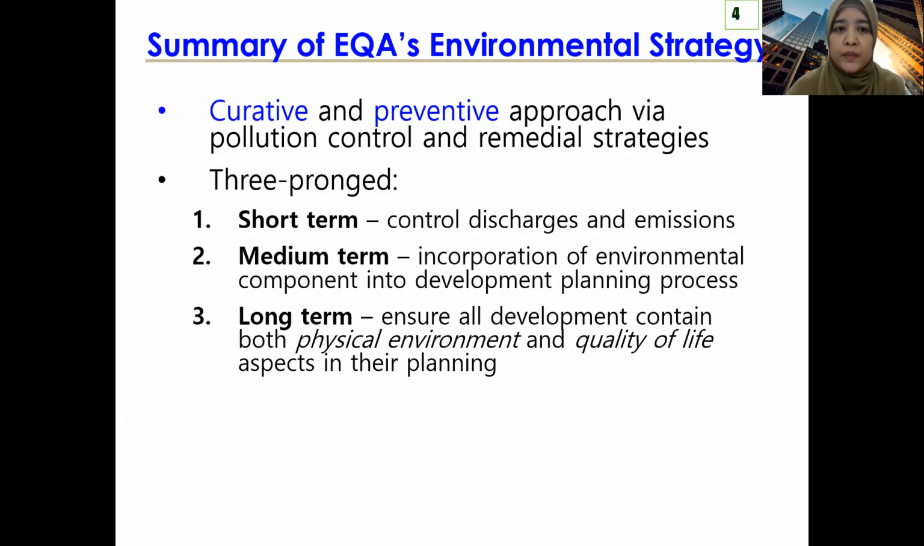Long term, what about that one? The third strategy. Long term, ensure all development contain both physical environment and quality of life aspects in their planning. So not just prevent damage, but also enhance quality of life, enhance physical environment, so that in the long term, okay, not only can we avoid damaging the environment, but also we can enhance the environment as well. So we have three strategies in the short, medium, and also long term.